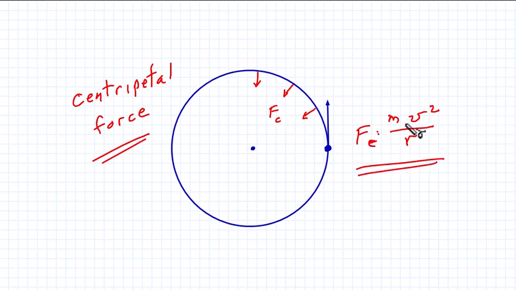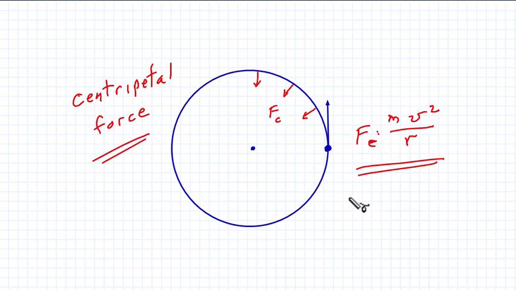So, the centripetal force, the force needed to bend the path into a circular arc, depends on the mass of the object, the speed, and the tighter the curve, the smaller the radius, the larger the force has to be. Okay, so making the numerator big makes the force big. Making the denominator small makes the force big.